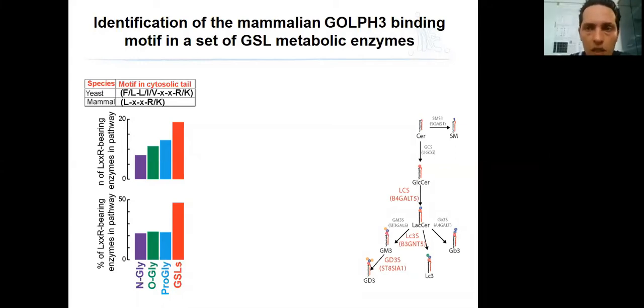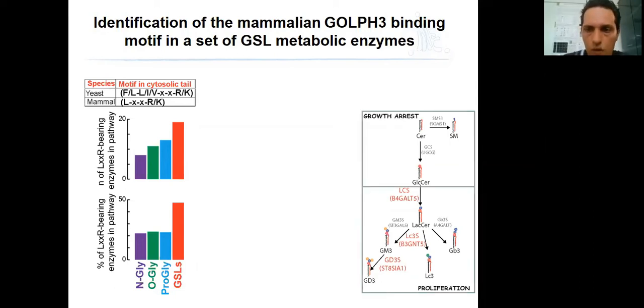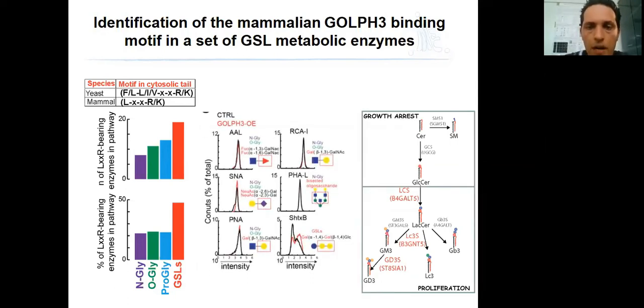Since GOLPH3 is an oncogene, and when it's overexpressed, when it's amplified, the first thing we did was to overexpress this oncogene in cells and check whether there is any change in sugars on the membrane. So for this reason, we did lectin screenings, and to our surprise, found that for whatever reason, GOLPH3 overexpressed in cells binds better Shiga toxin, which uses the receptor GB3, the globoside GB3.